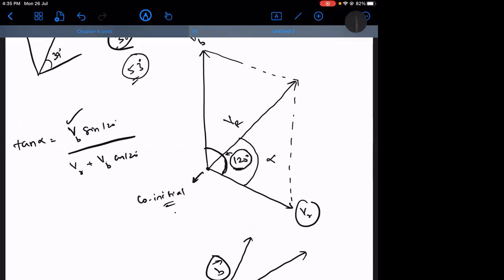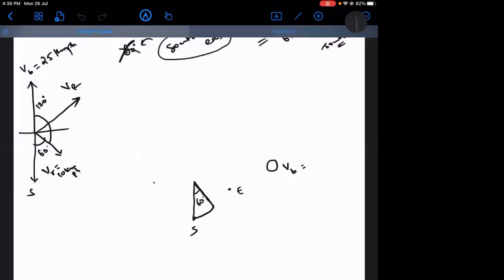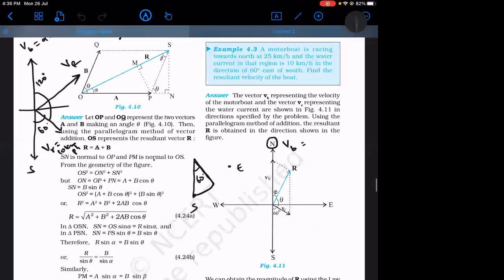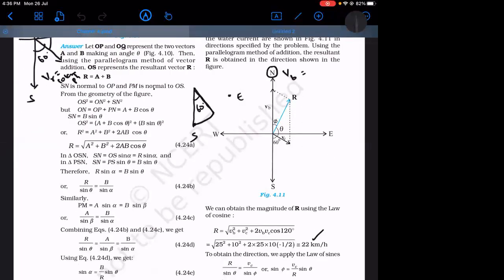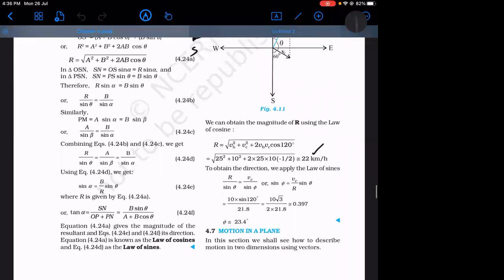The angle between VR, the resultant, and small VR is alpha. That alpha is what you're going to find from this. Then you need to write the answer. Whatever you get, let's say tan inverse of, did anyone calculate it already? Tan inverse of whatever value you get, you should write the answer as tan inverse of that value with respect to the velocity of the river. Okay.